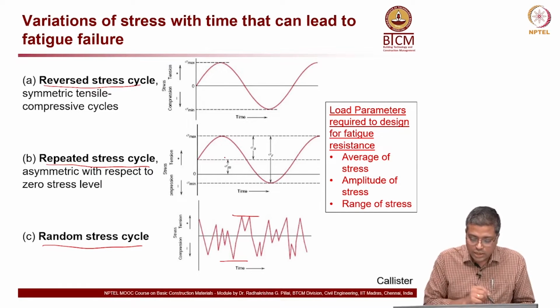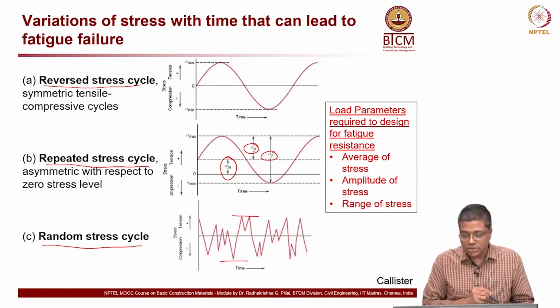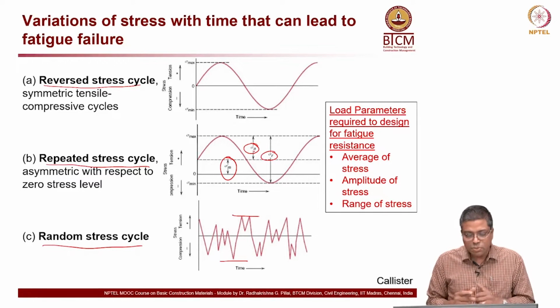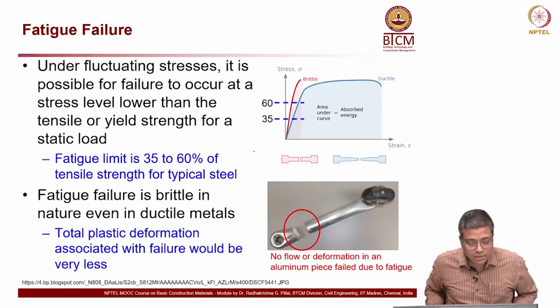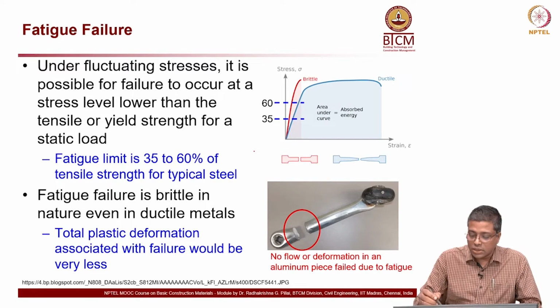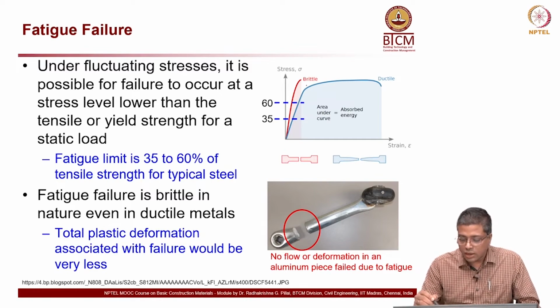So, here in the second case I will show you what the average is. This is the average line here, okay, and this is the amplitude for the compression, and this is the total range between the maximum compression and maximum tension. So, all these parameters can be used to design the structures. Now, let us see what mechanism is happening when you talk about fatigue failure. You can see on the top right I replotted the same graph which we used earlier.